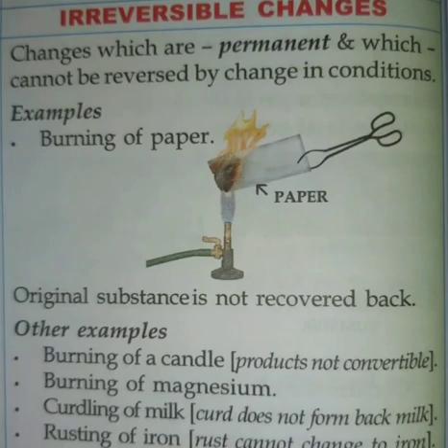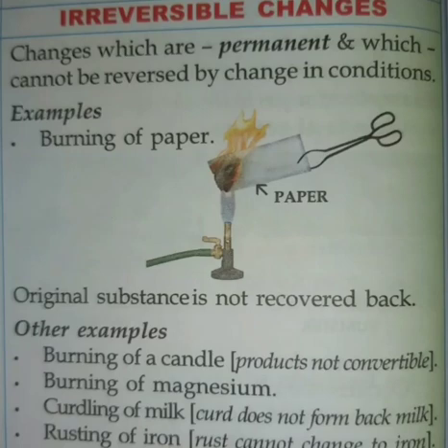So what do you know about irreversible changes? This is the opposite of reversible changes. Okay, irreversible means the changes which are permanent and cannot be reversed to the original state by changing the condition also. Okay, the changes which are permanent and cannot be reversed by changing the condition are known as irreversible changes. For example, see here, burning of paper. When paper is burned, what do you find?